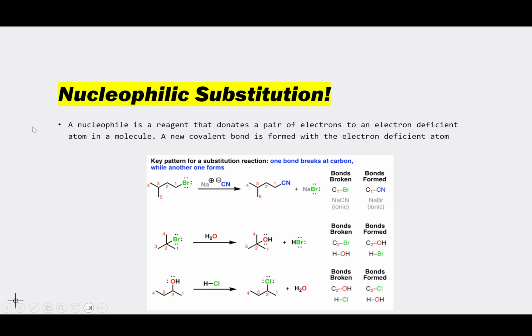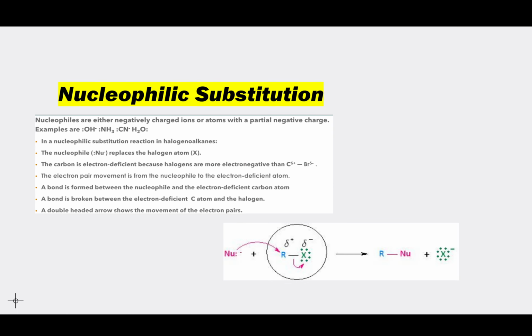So a new covalent bond tends to be formed right there, and that type of covalent bond is called coordinate covalent bonding, right? We have some examples of nucleophilic substitutions here that you can look at, but we're going to look at it specifically with our halogenoalkanes. Nucleophiles are either negatively charged ions or atoms with a partial negative charge, right? Examples are the hydroxide ion, ammonia, and also the cyanide ion with water, right? So we have that.